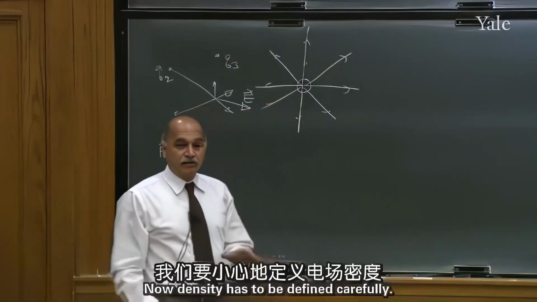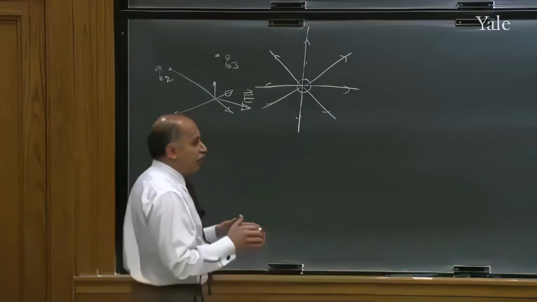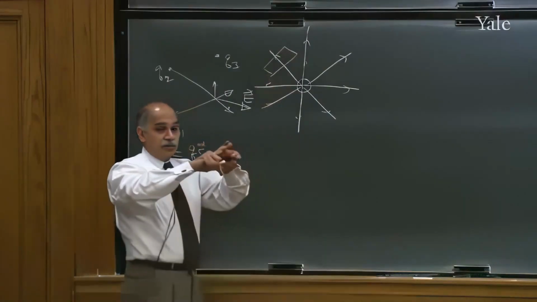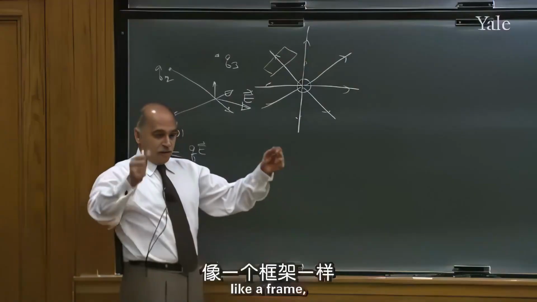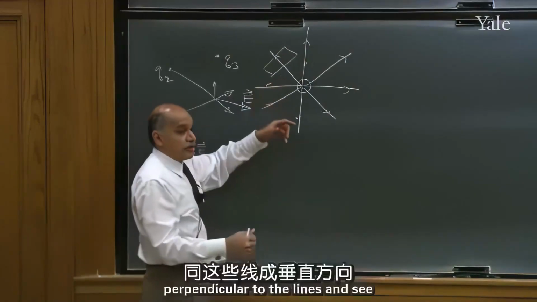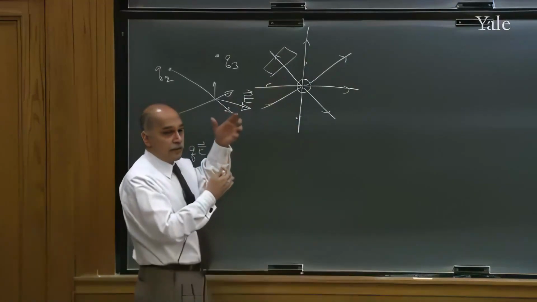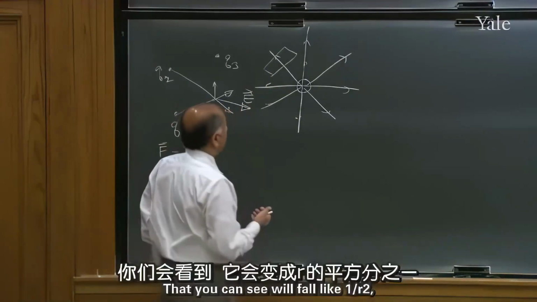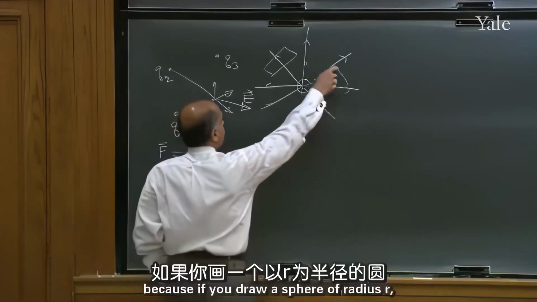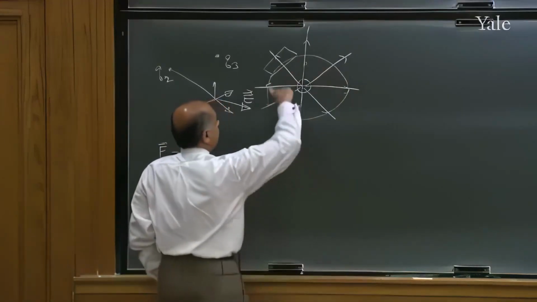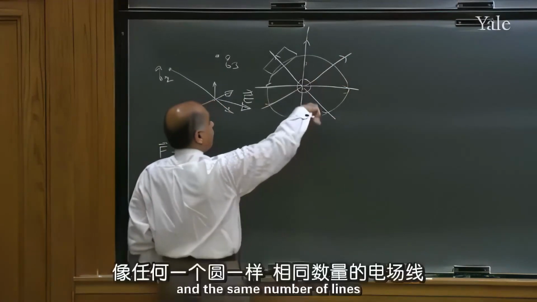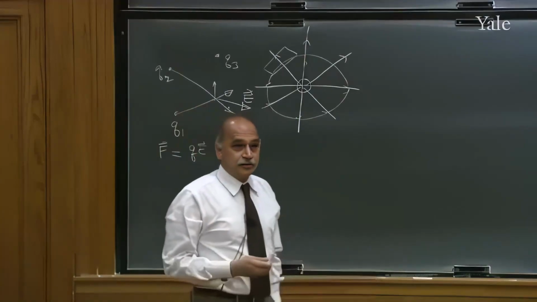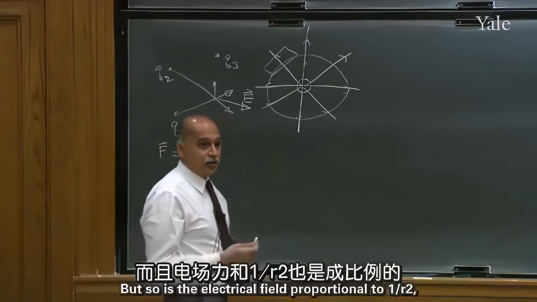Now, density has to be defined carefully. It's not like mass per unit volume. It's an area density. That means if you get yourself a meter by meter piece of wood, like a frame, and you hold it there perpendicular to the lines and see how many lines go through, that's called the area density of lines. That, you can see, will fall like 1 over r squared, because if you draw a sphere of radius r, that area is 4 pi r squared, and the same number of lines go through that as through any other sphere. So it will be proportional to 1 over r squared. But so is the electric field proportional to 1 over r squared.